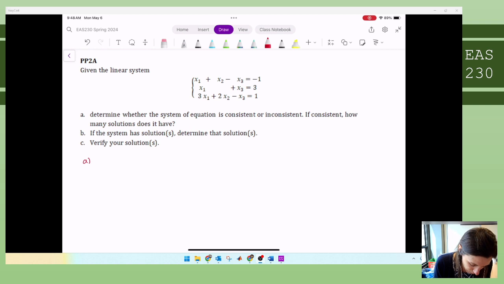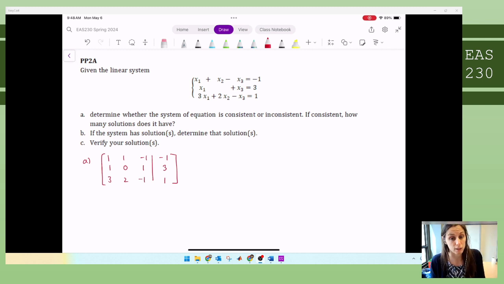So I'm going to go ahead and write my augmented matrix. 1, 1, negative 1, negative 1. This should be second nature to you guys. You should be able to get easy points by writing the augmented matrix. So I need to go ahead and get it into REF. So I'm going to go ahead and make that a 0 and that a 0.